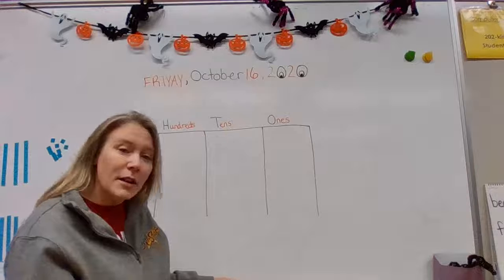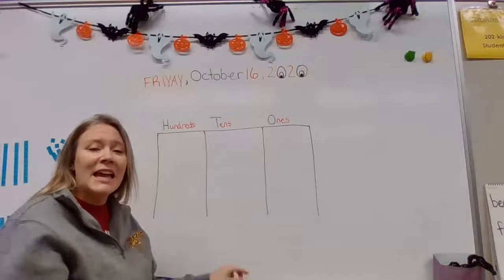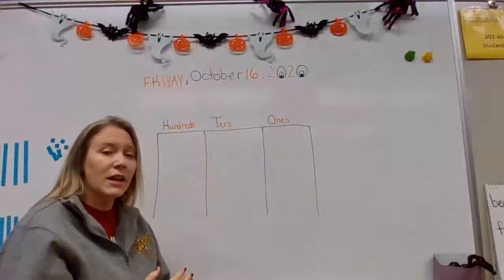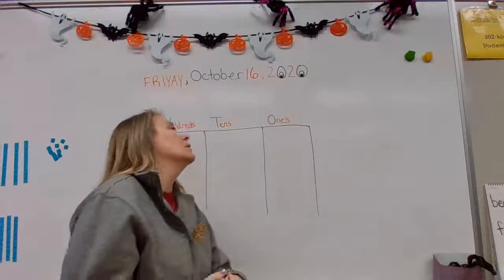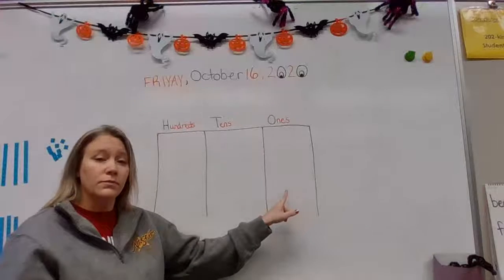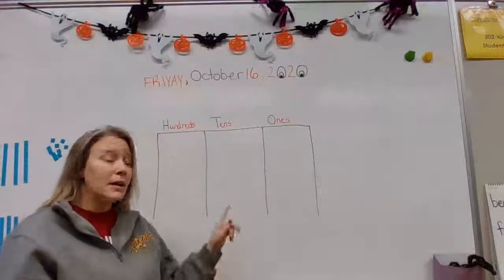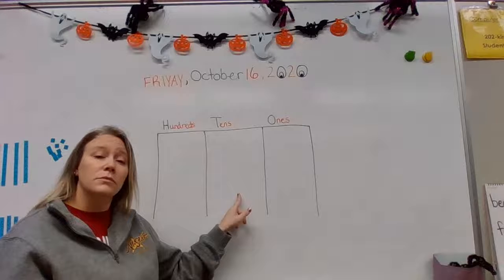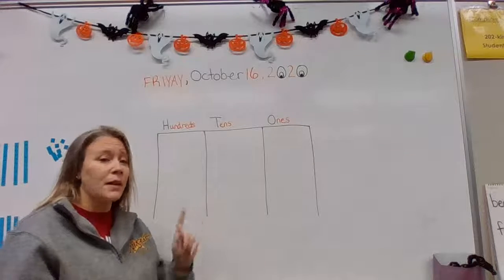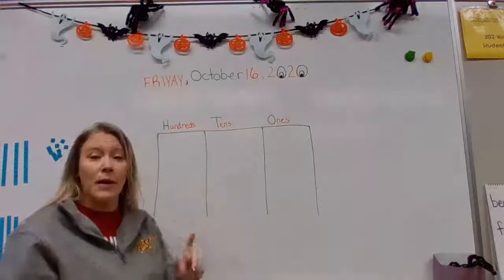Our first number that we're going to try to build is 124. We can skip count. We can count by ones. We can skip count by tens. Or we can skip count by hundreds. We can choose any category to count by.